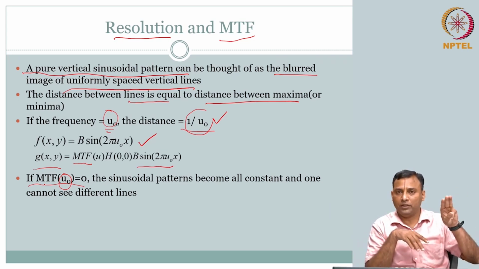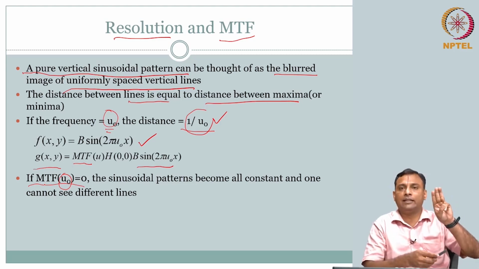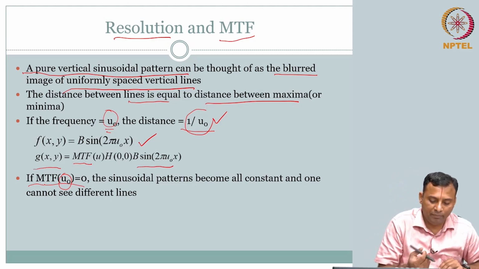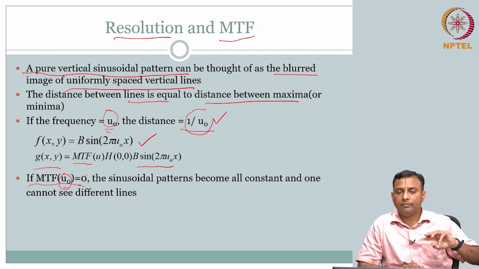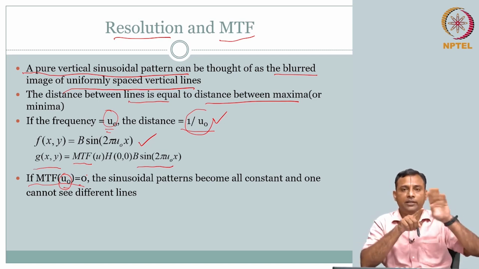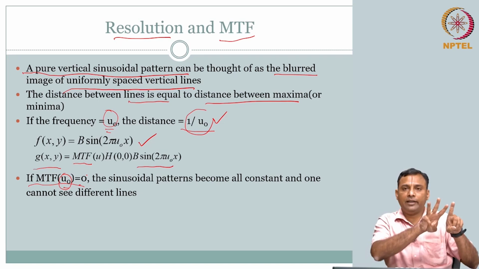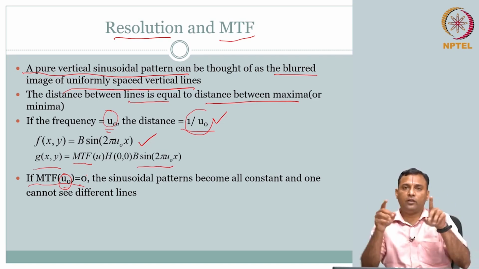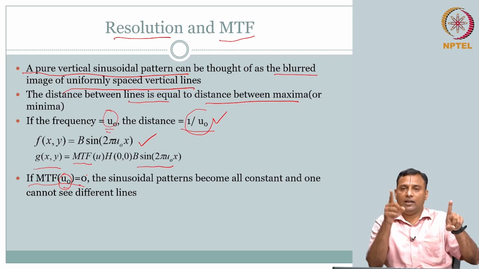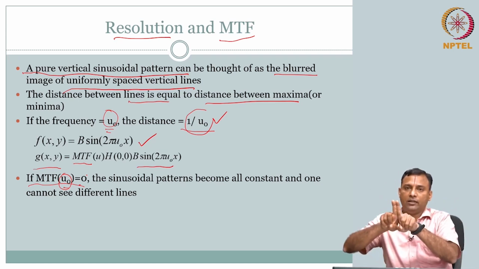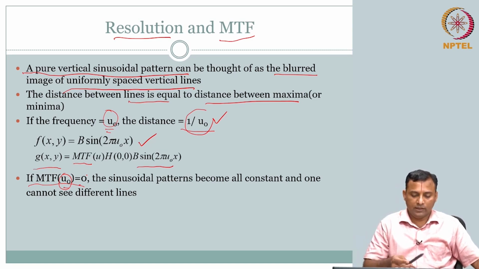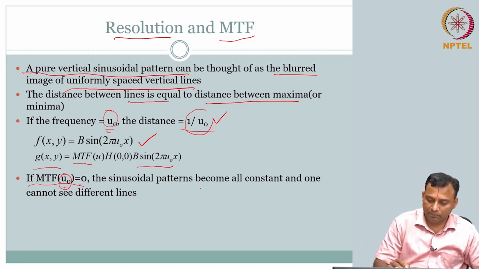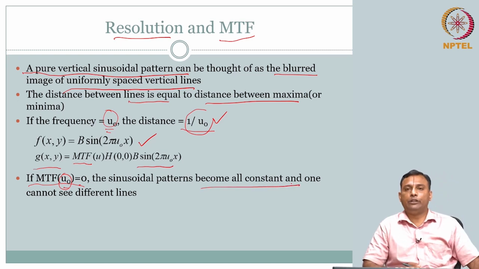I give vertical lines as input, but if my MTF at that frequency is equal to 0, that basically says at the output I do not have any vertical lines anymore. What went in as two lines, out through the system I see as just one fat line. It's not able to resolve. That's what this implies. Everything becomes constant and one cannot see the different lines.